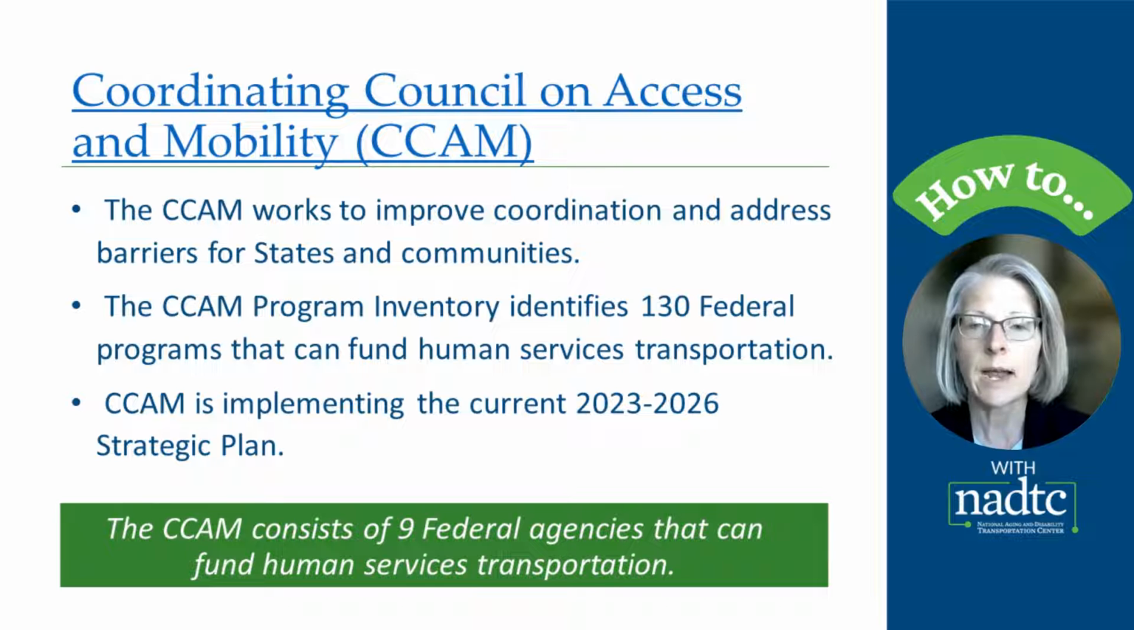The Coordinating Council on Access and Mobility, or CCAM, is a federal interagency council that works to coordinate funding and provide expertise on human services transportation for three targeted populations: people with disabilities, older adults, and individuals of low income. The CCAM's mission is to issue policy recommendations and implement activities that improve the availability, accessibility, and efficiency of transportation for CCAM's targeted populations. The CCAM consists of 11 federal agencies, 9 of which have grant programs that can fund human services transportation.